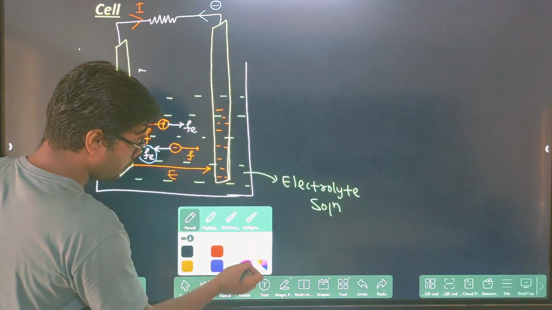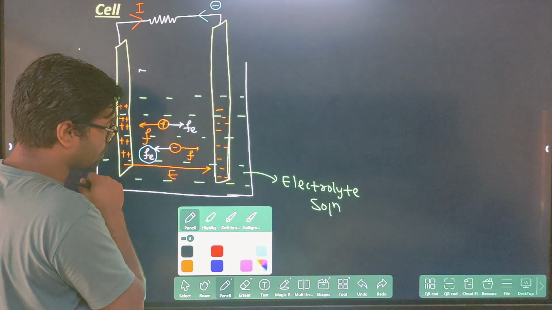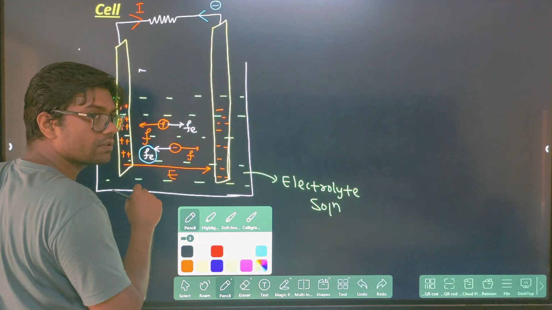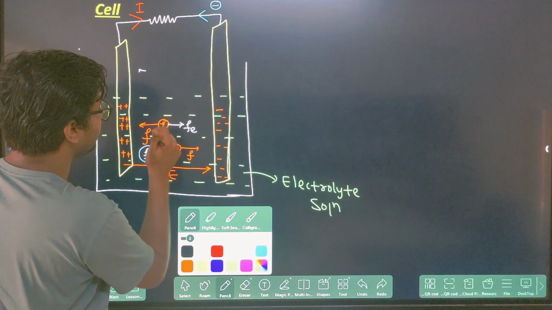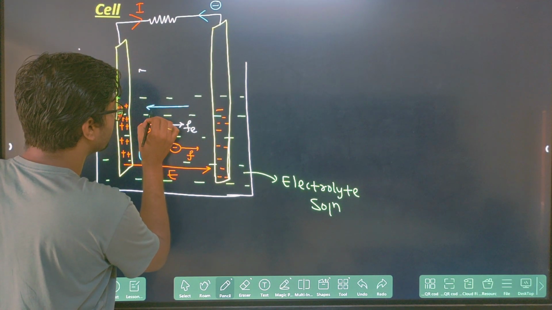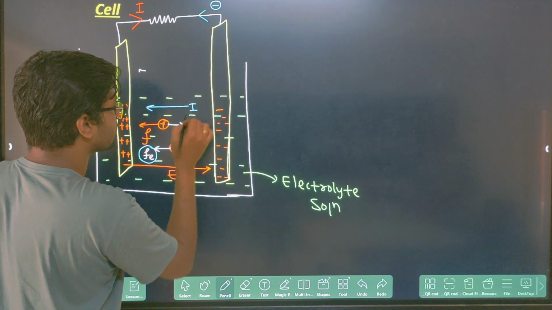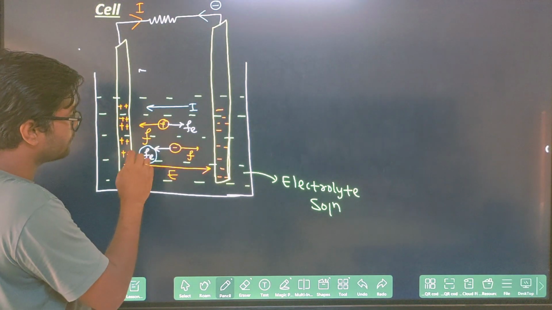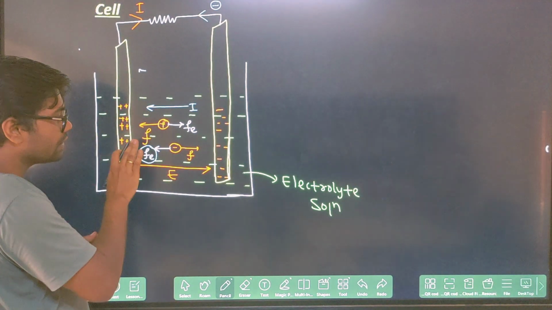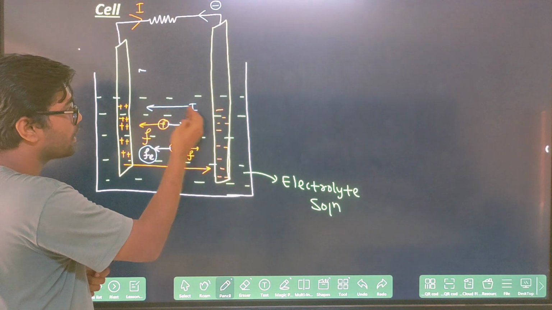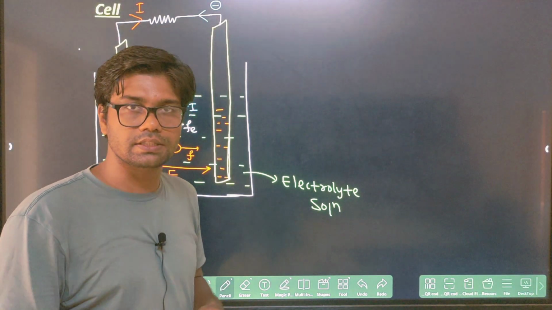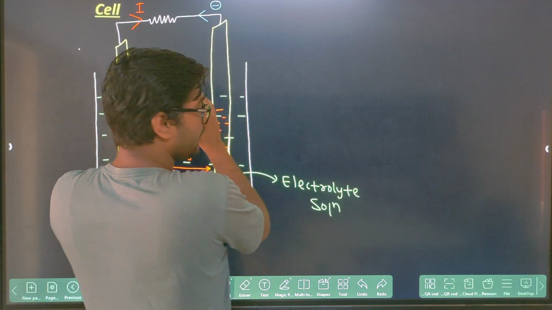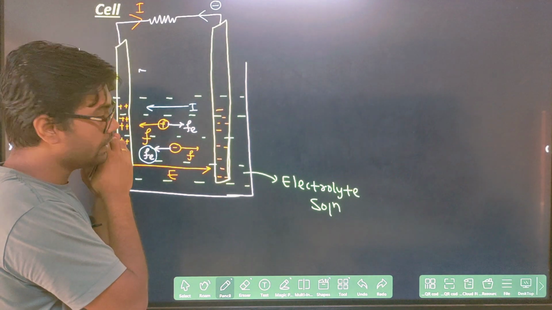Now if you look inside this electrolyte solution, this positive charge is moving along this direction, and the negative charge is moving along this direction. That means there is a current inside the electrolyte along this direction, because the positive ion is moving along this direction and the negative ion is moving along this direction. You know that the current direction is the same as the direction of the positive charge or positive ion.